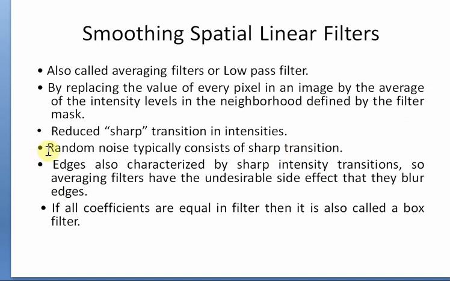And the next one is that it reduces the sharp transition in intensities. Random noise typically consists of sharp transitions, so you should reduce this random noise by using smoothing linear filtering operations. Edges are also characterized by sharp intensity transitions, so averaging filters have the undesirable side effect that they blur edges.